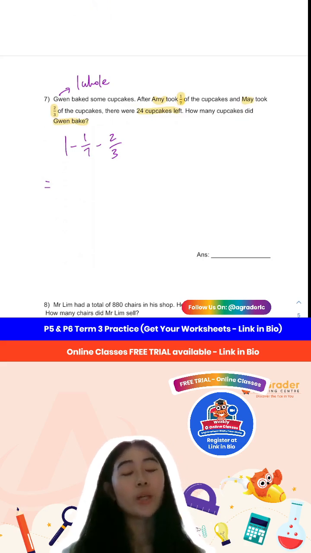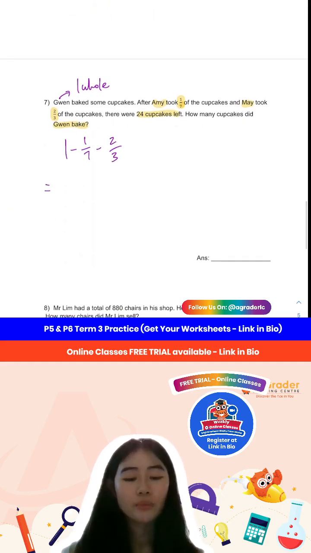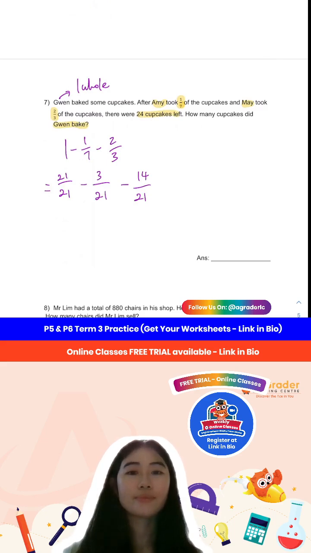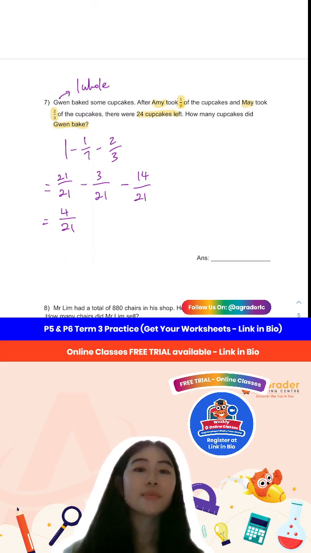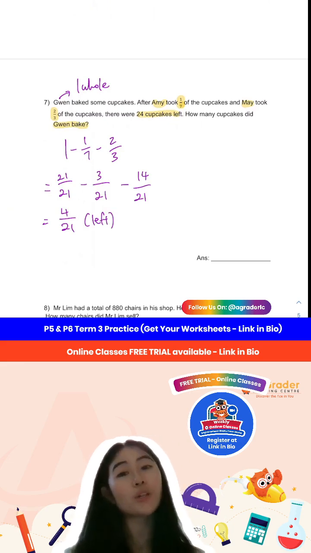Now, when you want to minus this, you have to make the denominator the same. You should have learned in P4. So I'm going to change this to 21 over 21 minus 3 over 21 minus 14 over 21. You should have gotten 4 over 21. Okay, so this is what she had left. She had 4 over 21 left.